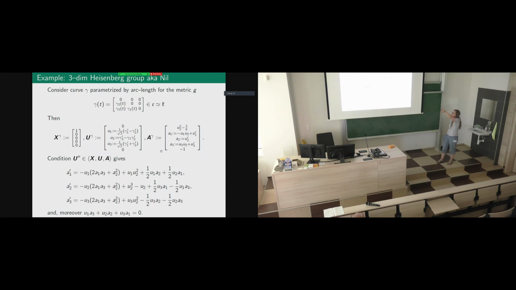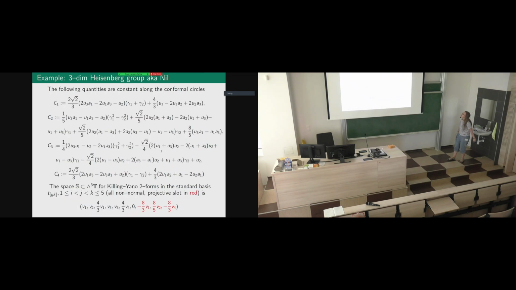Here is 1, 0 because of the arc length parameterization, U and A. And considering these conditions explicitly gives this set of these 3 equations, and the 4th one is coming from the orthogonality of U and A. So if we have this, we can use it for further computation. And I just give here the results. What we find out is that the following quantities are constant along conformal circles.